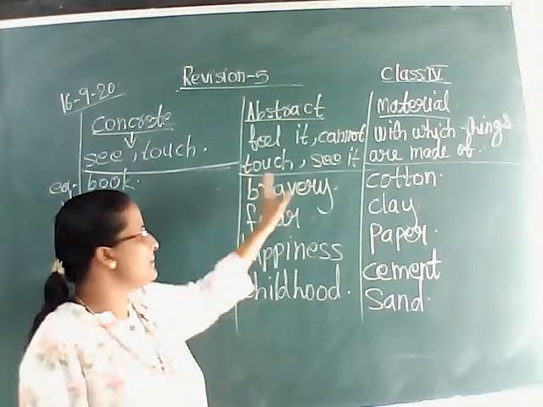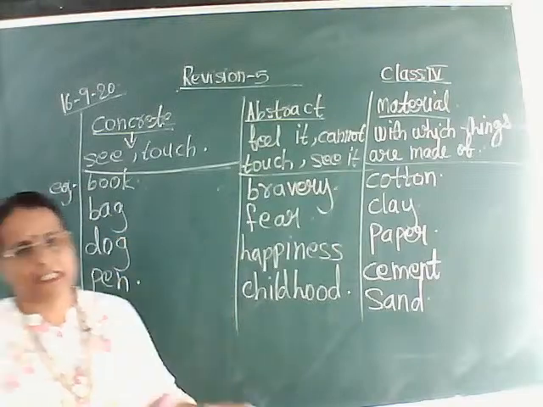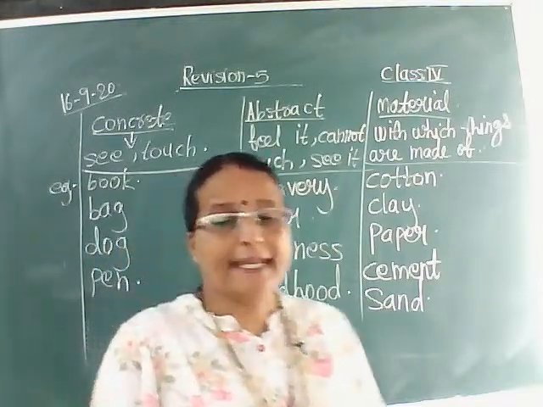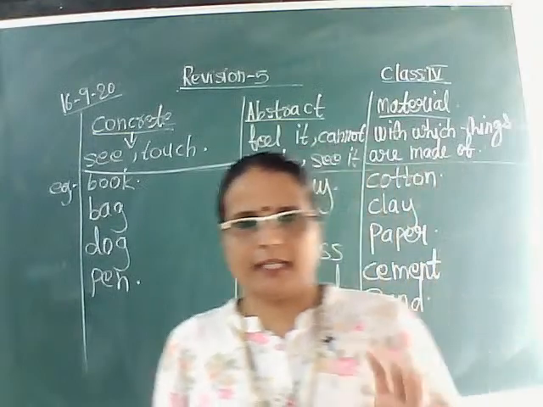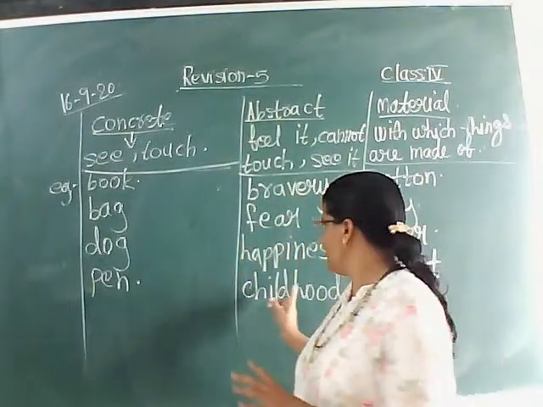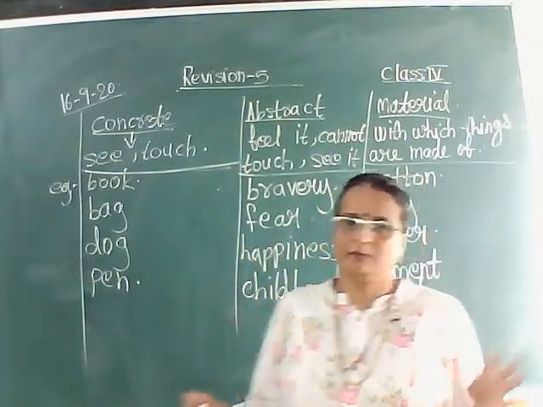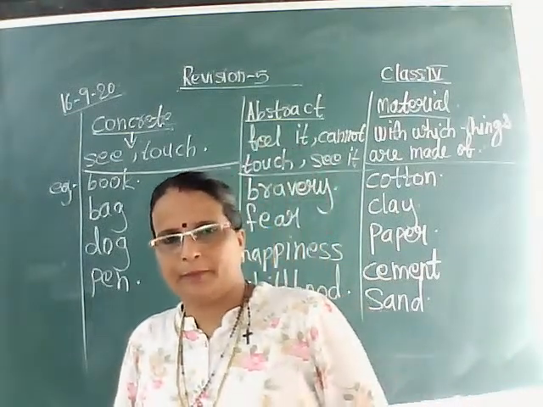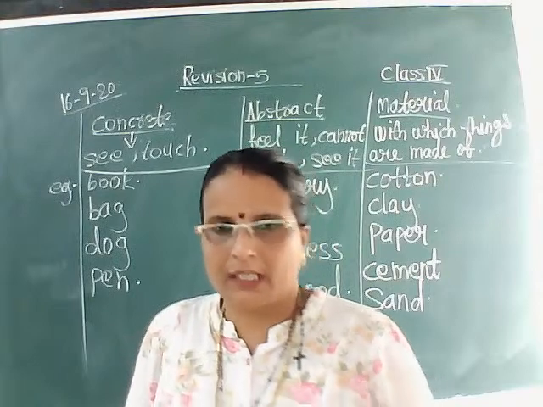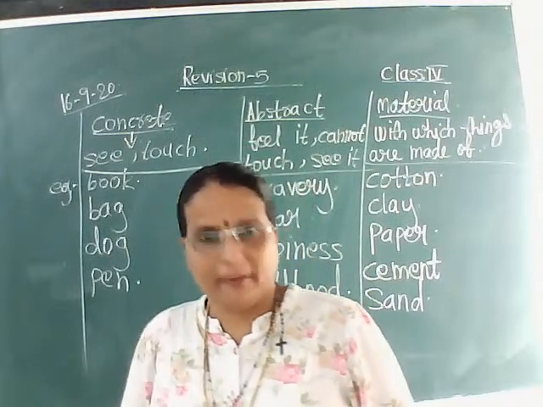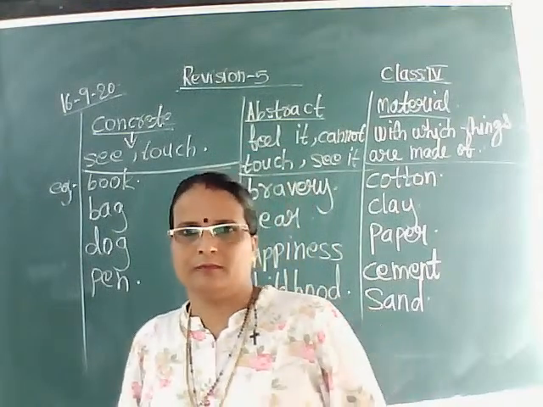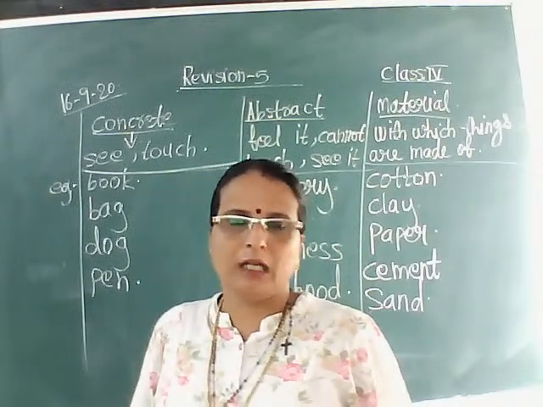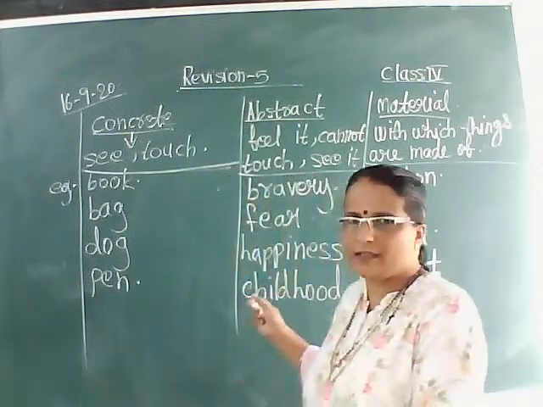For example, bravery, fear, happiness, kindness, anger, and hunger, childhood, a lot and a lot. Okay, fear and bravery, honesty. Okay, fame, wisdom, foolishness. All these are abstract nouns.